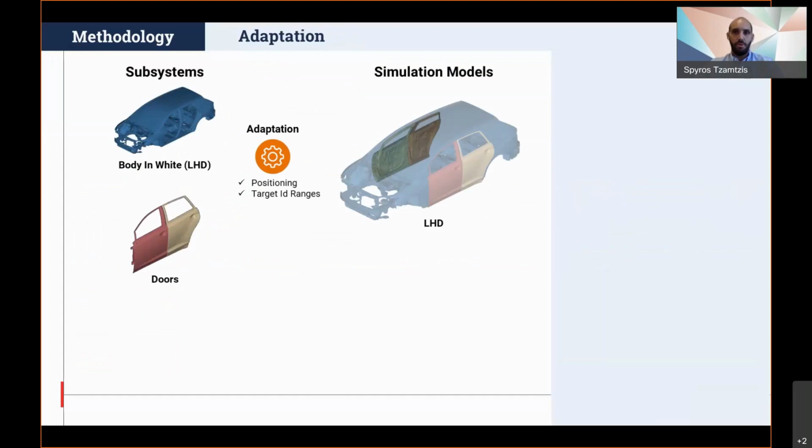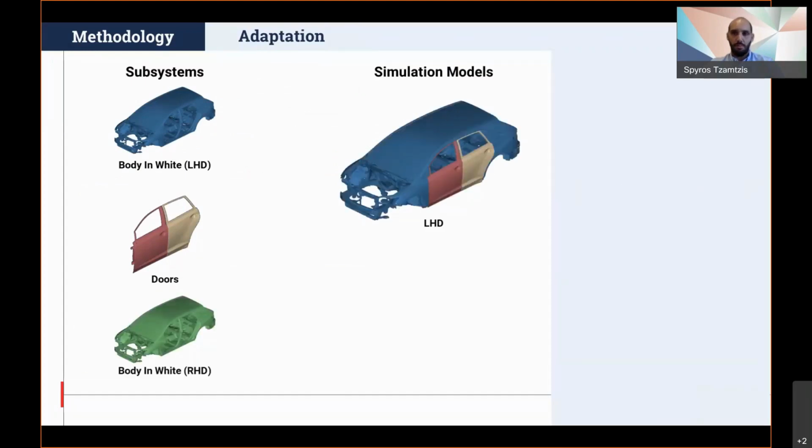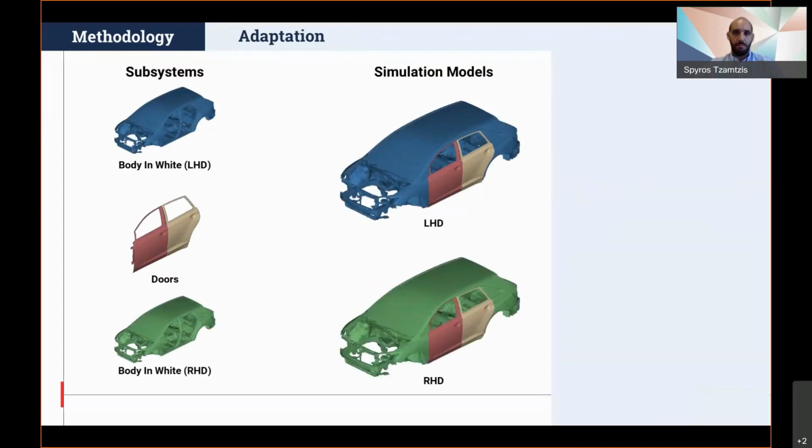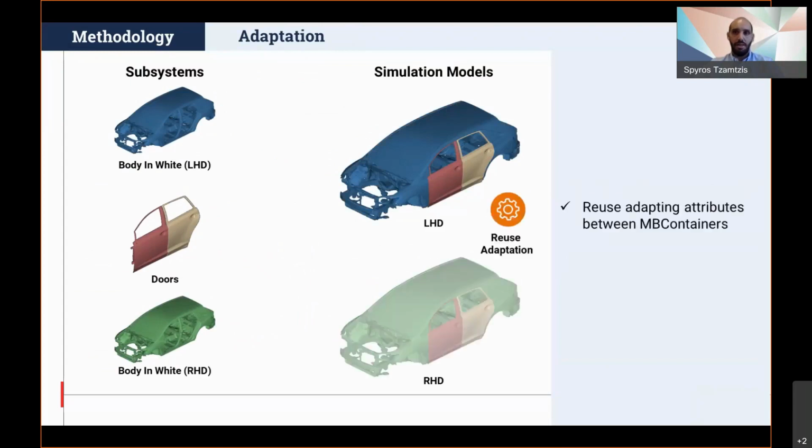When the user moves on to build other variants of the same model, the target ID ranges and the transformations of the doors would need to be defined several times. In this ANSA version, we have introduced functionality that allows the reuse of the adapting attributes between model containers. This is feasible either through copy-paste actions or using drag-and-drop operations.